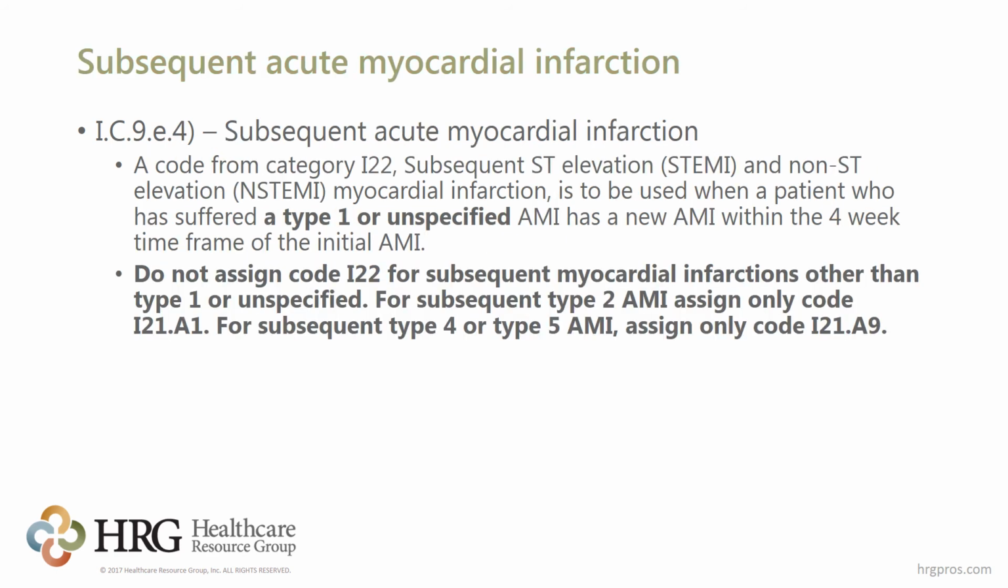The next coding guideline change is also regarding myocardial infarctions, but this time it's for subsequent acute myocardial infarctions. This change is found in section 1C9E4, and it discusses when to assign codes for subsequent MI, which codes for which MIs. So please make sure to follow this guideline carefully when coding subsequent acute MIs.